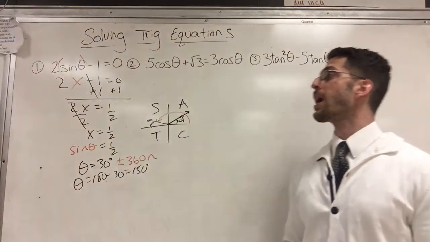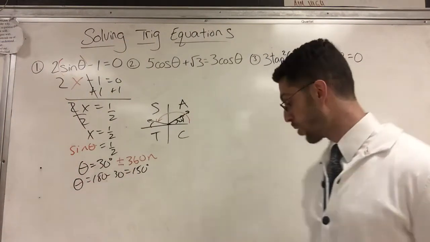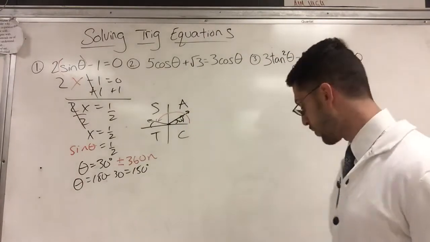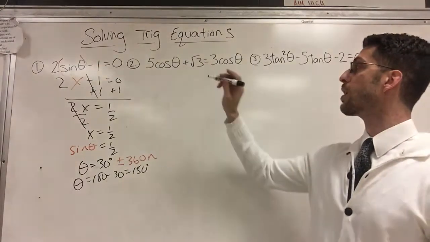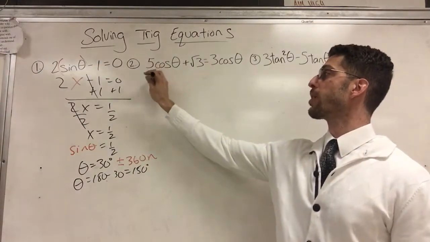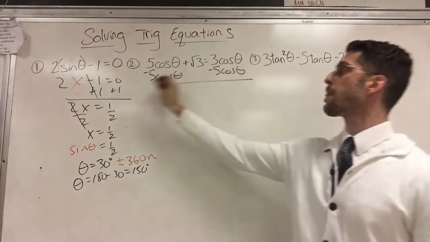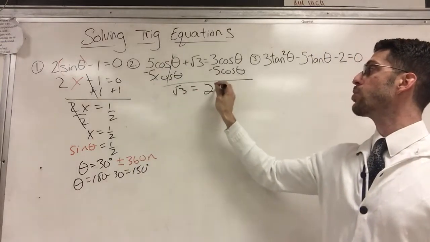Let's look at the next one. I'm not going to substitute x. I'm more comfortable already just by doing it. You could do it that way if you wanted. So here I'm going to try to get my cosine theta alone, which means I have a couple of options. I'm going to subtract 5 cosine theta from both sides. Those are considered like terms. Radical 3 is alone, and this is now 2 cosine theta.